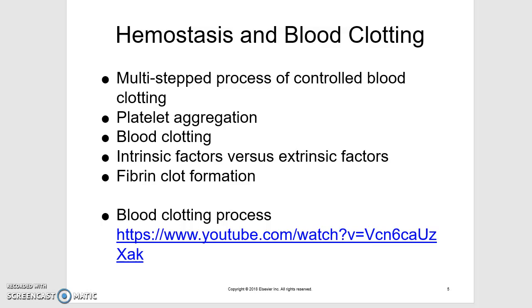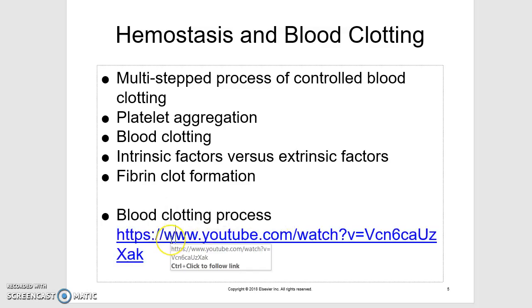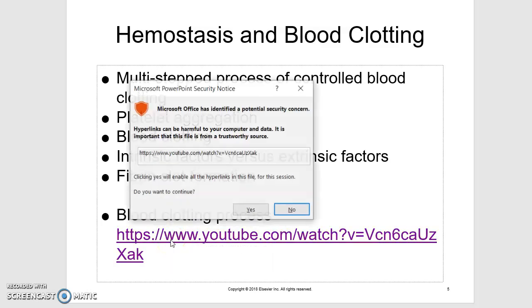Hemostasis and blood clotting. So this starts on page 798. I know in A&P you reviewed blood clotting. I want you to read through this section on your own and review it again. We got a little video here as a quick review. Let's see if I can get her going.